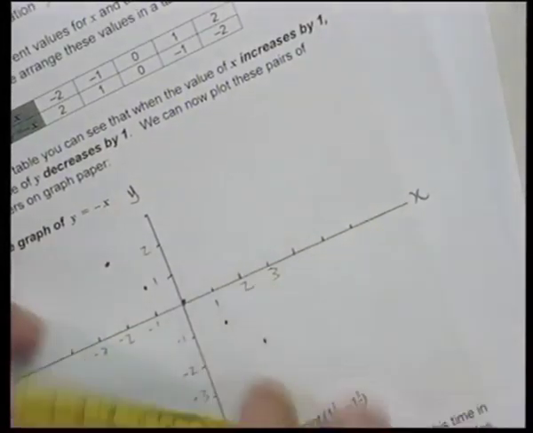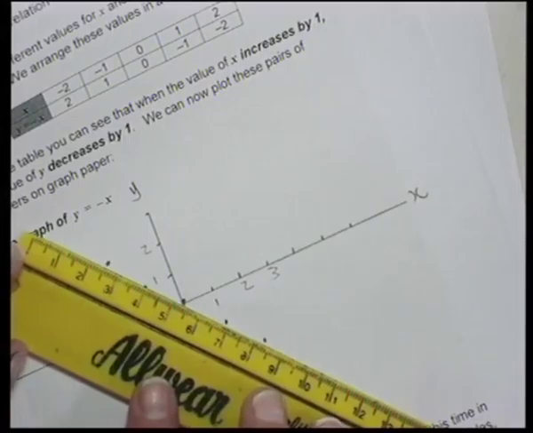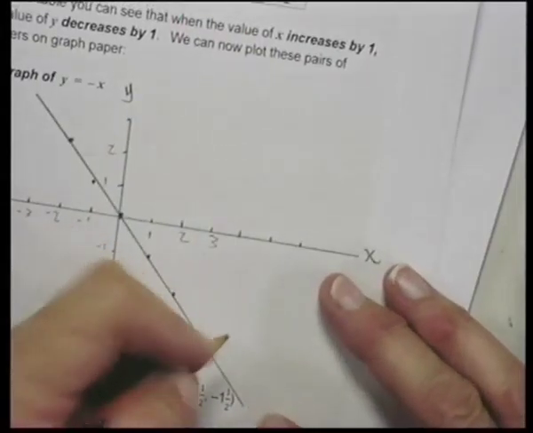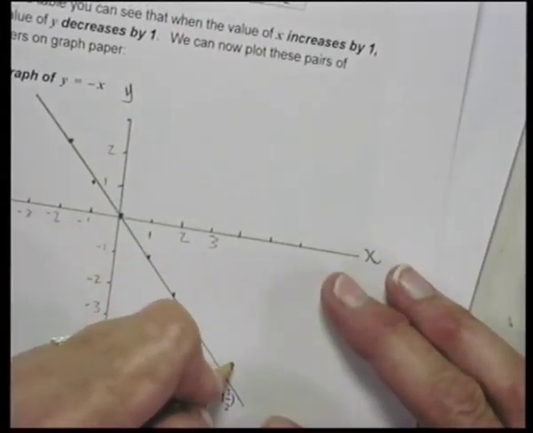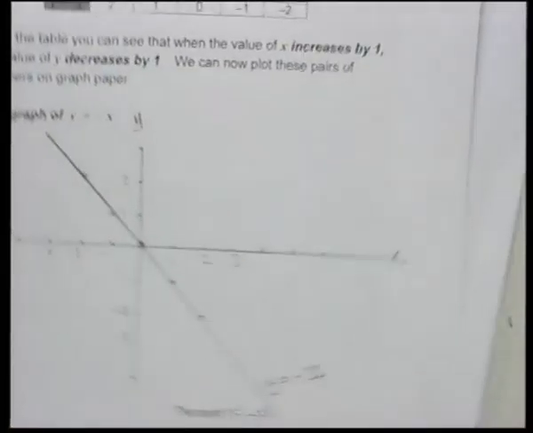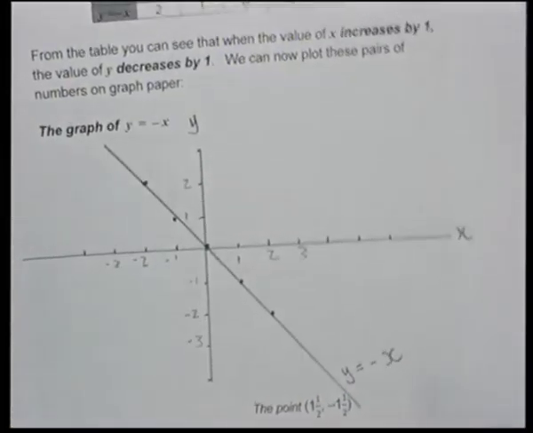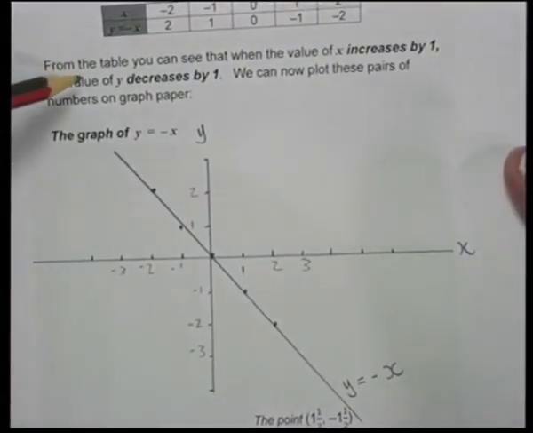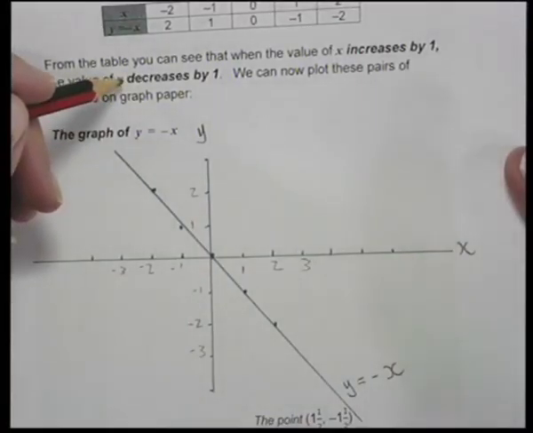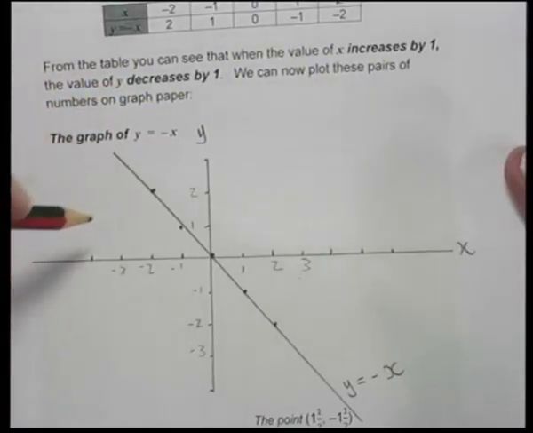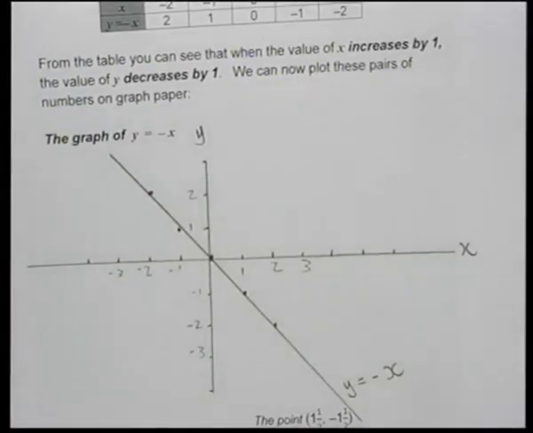So we get a straight line like that, and we always label. This is our graph of y is equal to minus x. So from this table, we can see that the value of x increases by 1 and the value of y decreases by 1. We can now plot these pairs of numbers on graph paper. Right, so there we have this.